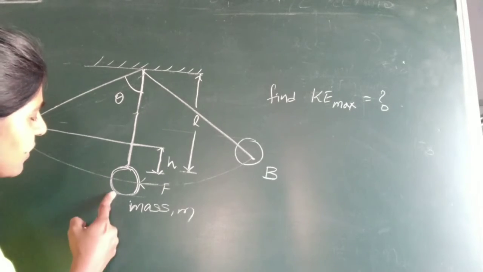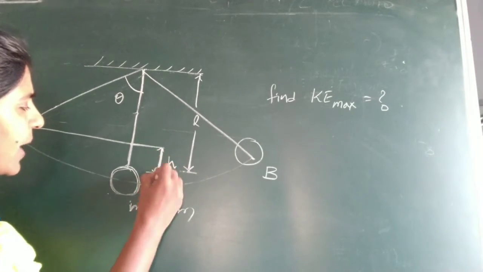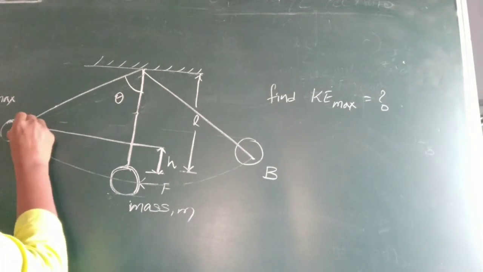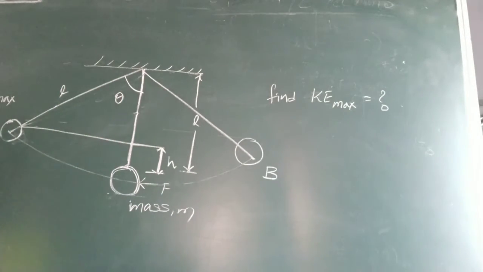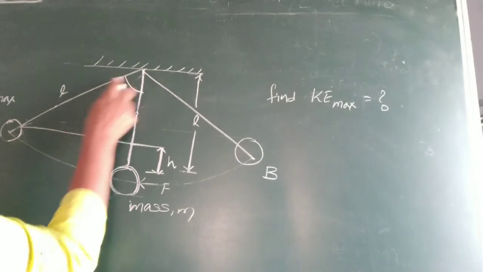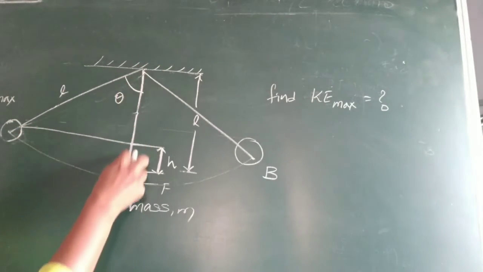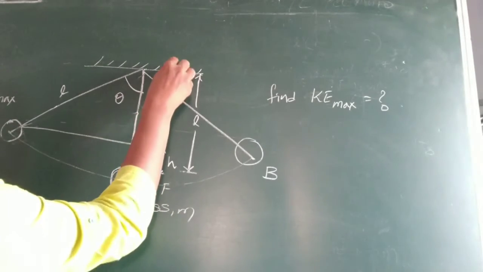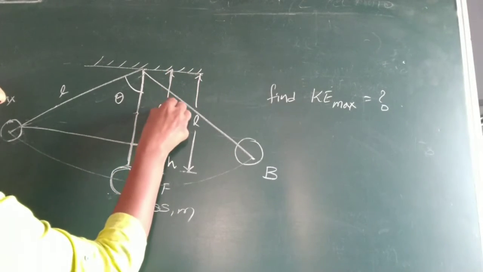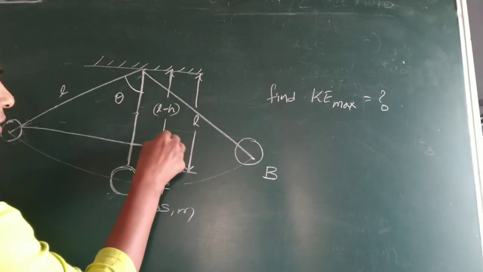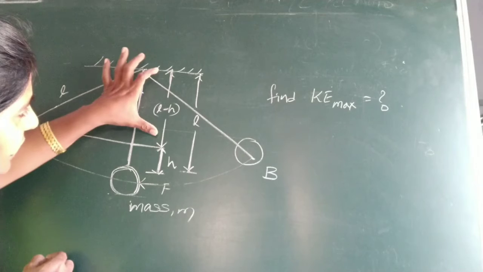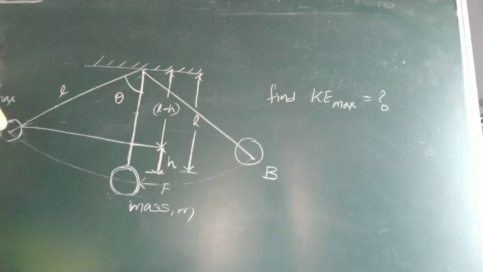Now again it comes here. This is the maximum height reached by the simple pendulum, and this is the length of the simple pendulum. If this is total L and this part is H, then this part becomes L minus H, obviously.